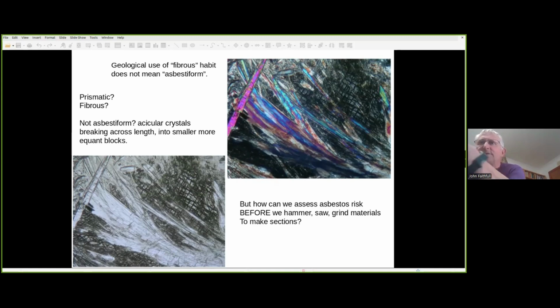I think you can see in these fibres, particularly in the cross-polar at the top, that there are a lot of fractures going across the length of those crystals. So they're not splitting into nanofibrils, if you like, or anything like that. They're breaking into small lumps. But how do we assess these things before we hammer, saw, or grind materials to make sections?